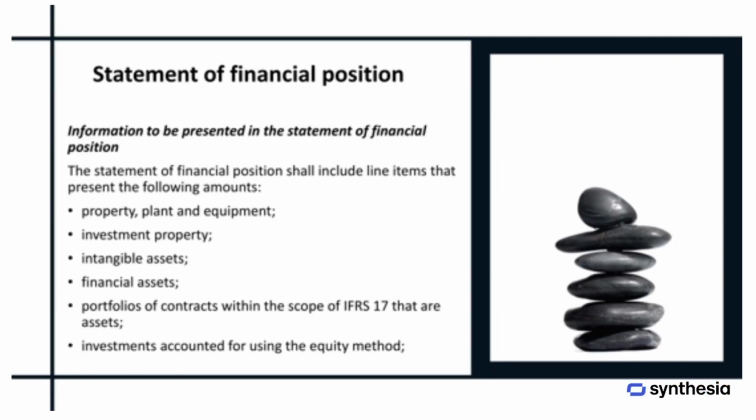The statement of financial position must include line items that present various amounts to provide a comprehensive view of the entity's financial position. These line items should include property, plant, and equipment, investment property, intangible assets, financial assets, portfolios of contracts within the scope of IFRS 17 that are assets, and investments accounted for using the equity method. These items are essential for presenting the financial standing of the entity, offering detailed insights into its assets, investments, and long-term resources.